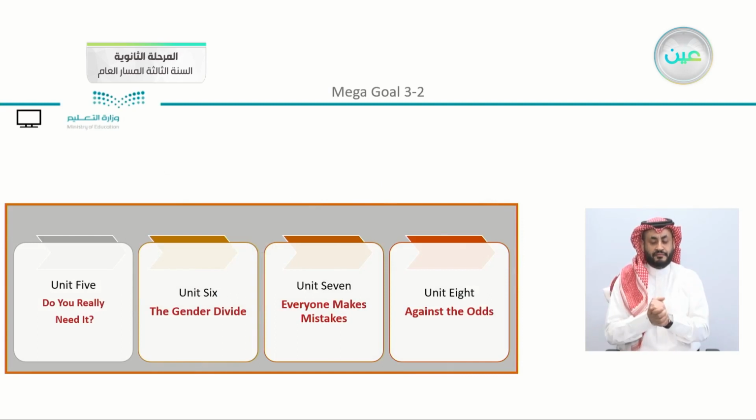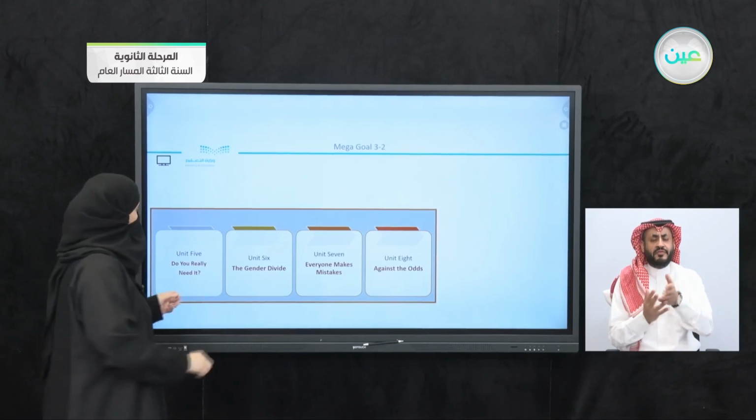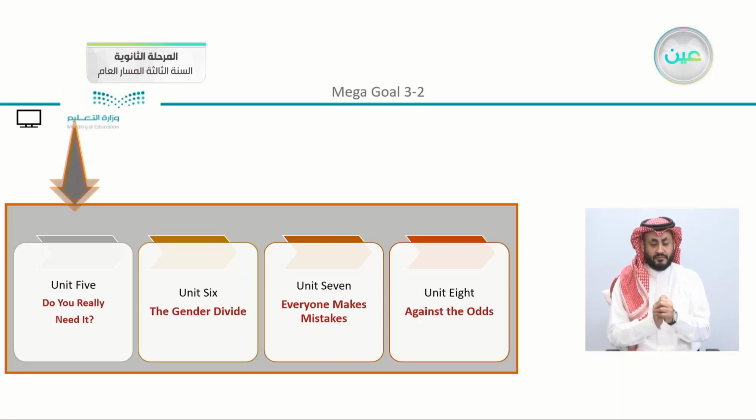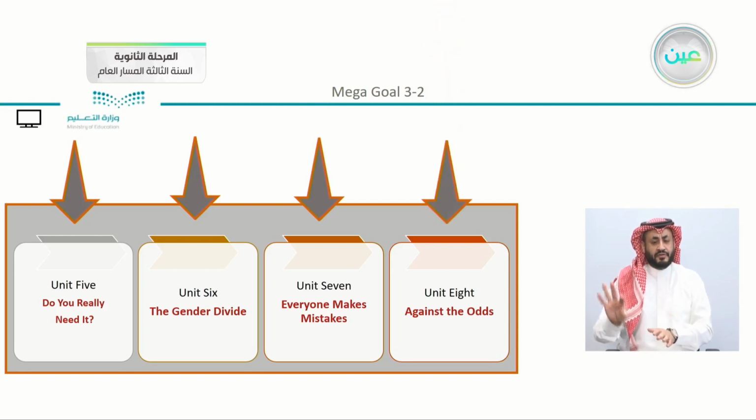Now, of course, these are our 4 units which we have studied throughout the semester. We have Unit 5, Do You Really Need It? Unit 6, The Gender Divide. Unit 7, Everyone Makes Mistakes. And Unit 8, Against the Odds.